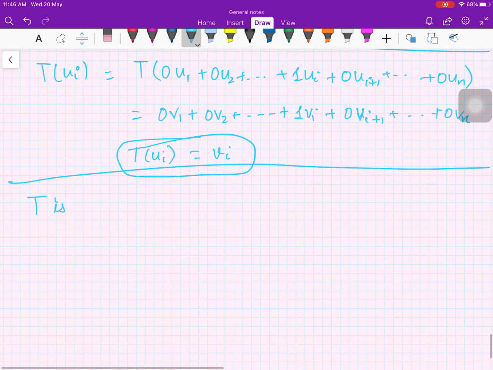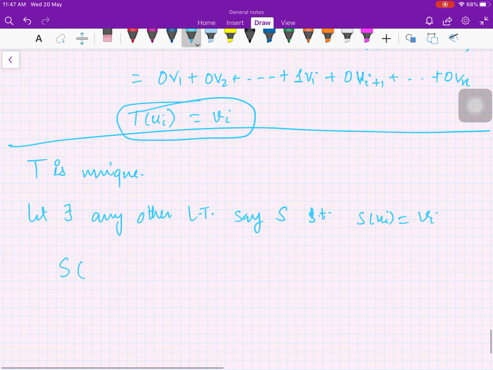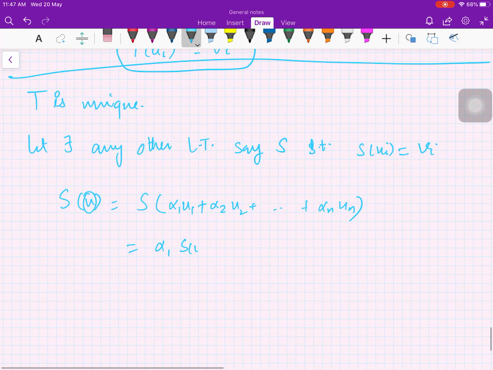Right? Now you want to prove that T is unique. So let there be any other linear transformation, say S, such that S of ui is vi. Then we want to prove that T is equal to S. So S of u will be, because S is linear and u is an element of U, it can be written as alpha 1 u1 plus alpha 2 u2 plus so on alpha n un. Now this will be equal to alpha 1 S of u1 plus alpha 2 S of u2 plus so on alpha n S of un, because S is linear.